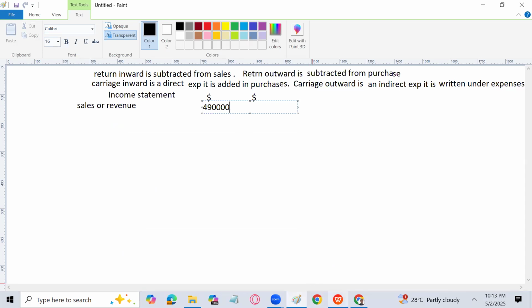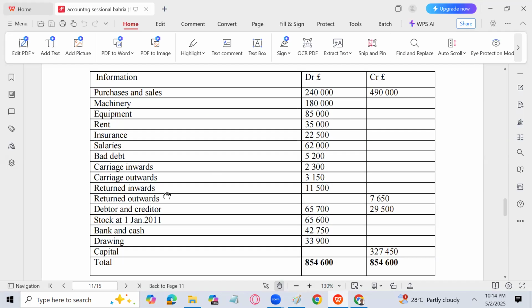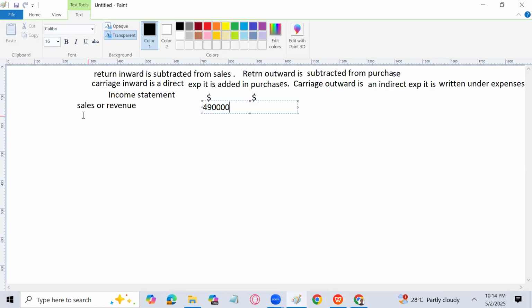Because we have sales return given in the question, which is known as return inward. Return inward means sales return. It means that is not the part of sale. It has been returned back to us. So it needs to be subtracted from sale, which is 11,500. So I will write here less sales return. And I will write here 11,500. And that is going to be subtracted from sales.